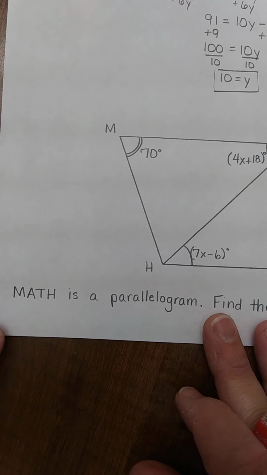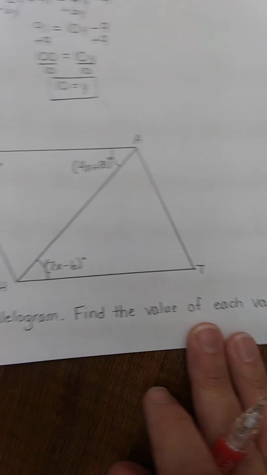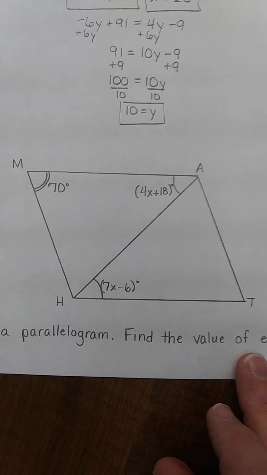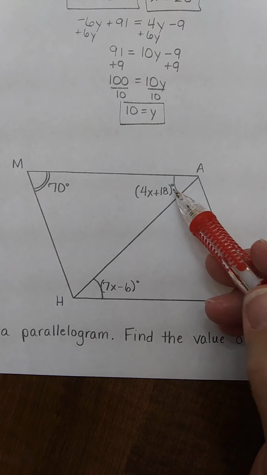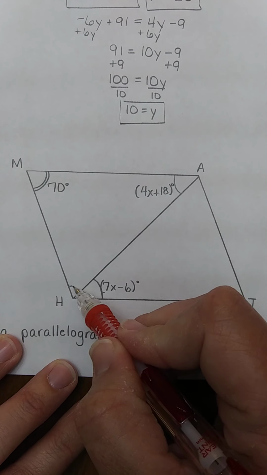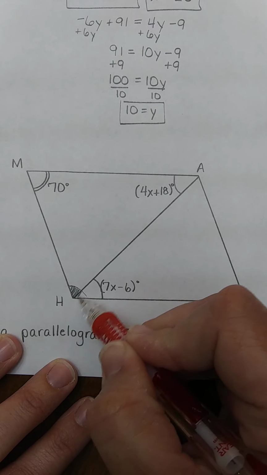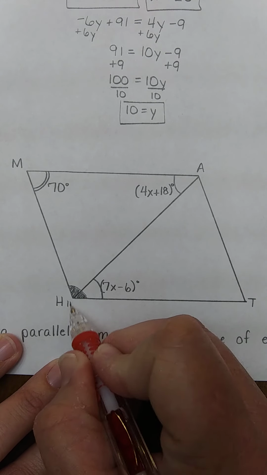All right, last example, we have MATH is a parallelogram. Find the value of each variable. So taking a look at our piece of information, we have the fact that we have an angle here and an angle here that are on opposite angles, but they're not the full opposite angle, right? I know that this entire angle, like the whole thing, if I were to color it in, that whole thing is going to measure 110 degrees.